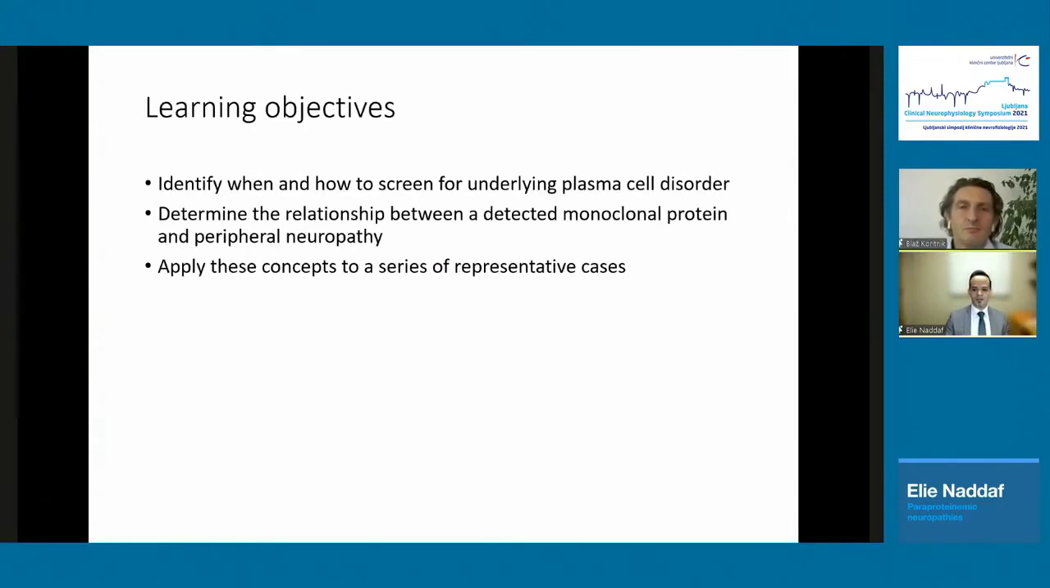Hopefully by the end of the talk, you will be able to identify when and how to screen for underlying plasma cell disorders and determine the relationship between a detected monoclonal protein and peripheral neuropathy. So it will be more an approach to these patients rather than a detailed description of each type of paraproteinemic neuropathies.